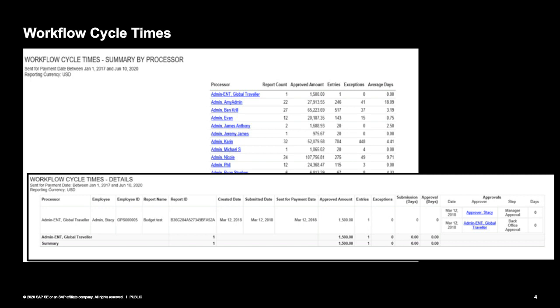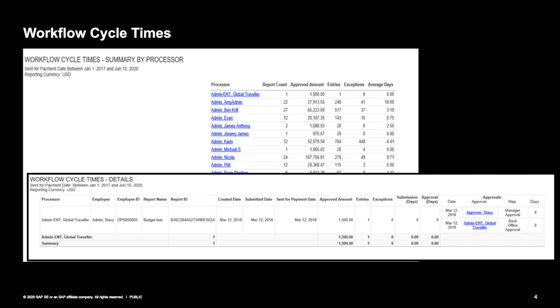So if we click on the processor in the blue hyperlink, you're going to see below that it's going to give you a lot more detail. When we open up that portion of the report, you're going to see that it's going to give us the processor name. And then if we look to the right, it's going to give us the employee ID, and then the report name and the report ID.